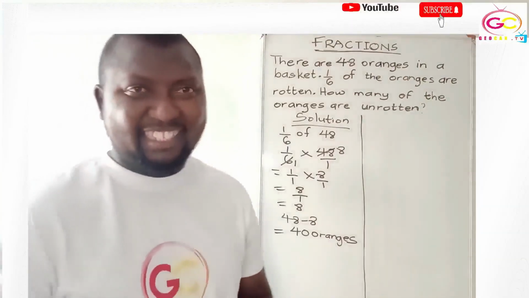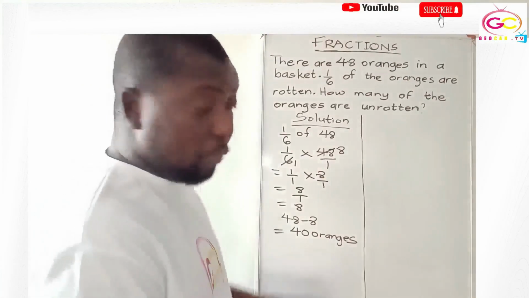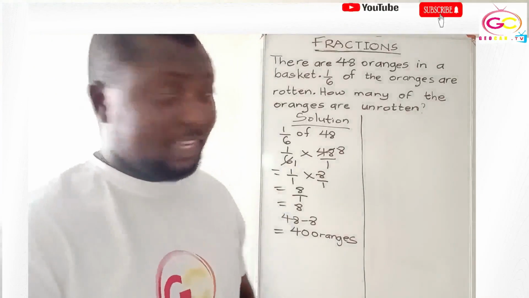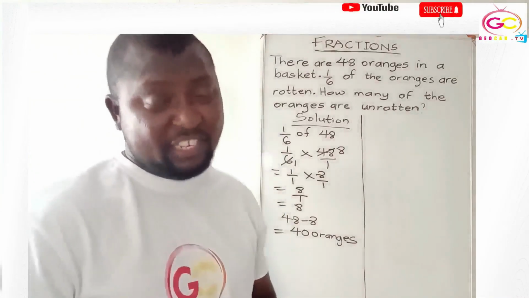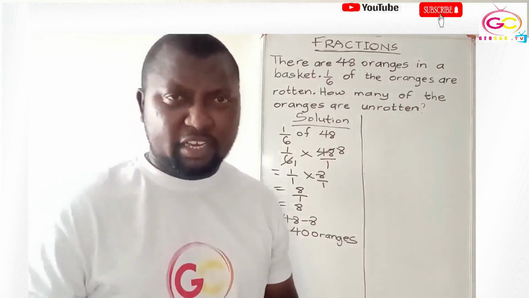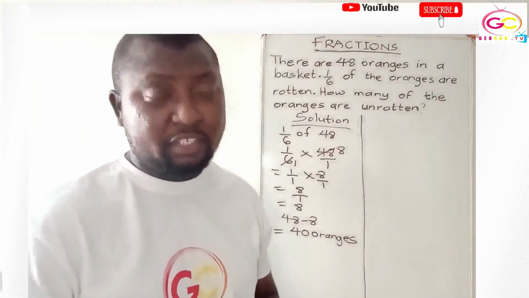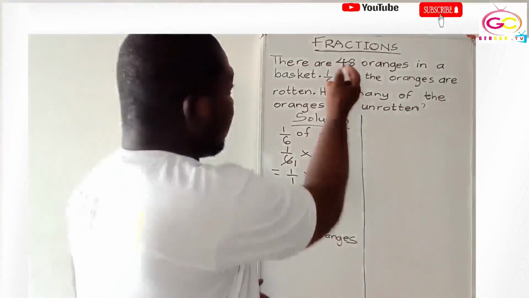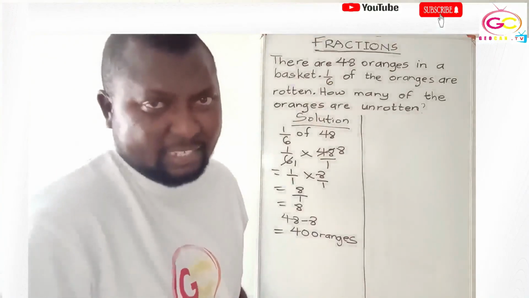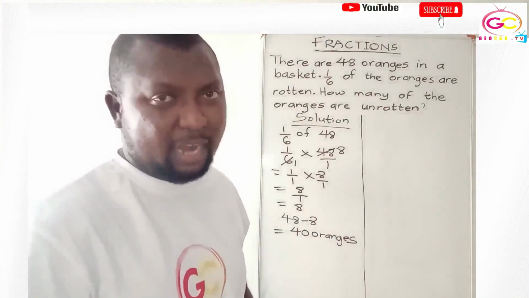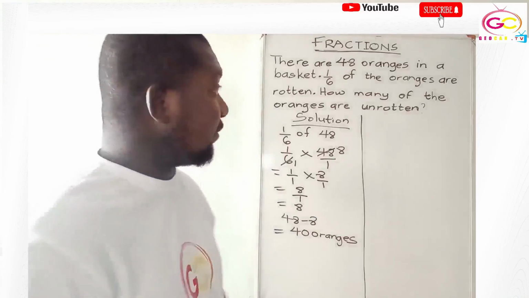Welcome back. Yes. We are solving fractions here. Yes, we've used the first method in solving this question, and we are going to use the second method. This is what we are going to do. We are going to find the fraction of unrotten oranges, and if you are able to do that, we just multiply it with the total number of oranges in the basket, and that will give us the actual number of unrotten oranges. This is easy as A, B, C, D.